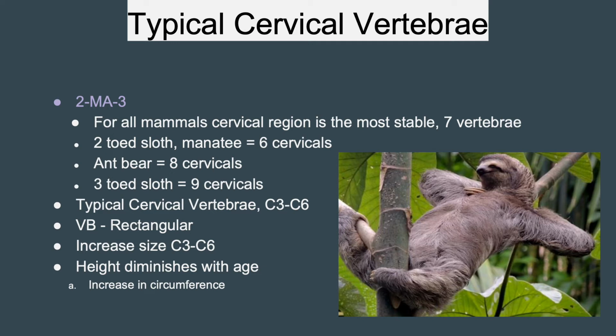All right, other than that, remember that your typical vertebrae are those C3 to C6. Know that the typical shape of the vertebral body is rectangular, and know that they tend to increase in size slightly from C3 to C6. A little note at the bottom of page 59 is important to recognize that the height of the vertebral bodies in the cervical region tends to decrease with age, but as the height decreases, the circumference expands. So they kind of pancake in a way. They get a little bit shorter and a little bit wider as we age.